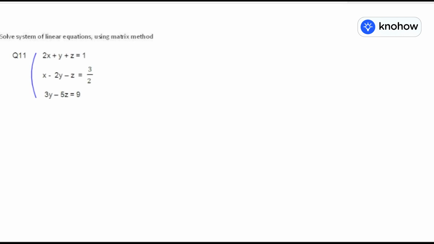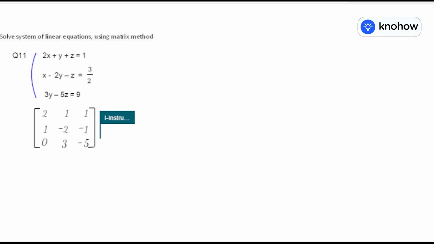Solve the system of linear equations using the matrix method. You know the procedure. First, rewrite the information given as a system of linear equations in matrix form. So you write first the coefficient matrix: 2, 2, 1, 1, 1, negative 2, negative 1. And what are the elements in the third row? The coefficient of x is 0. So you have to take 0, 3, negative 5.